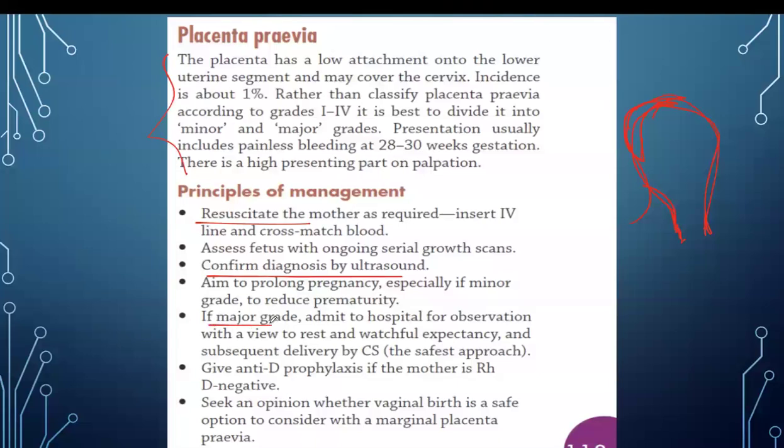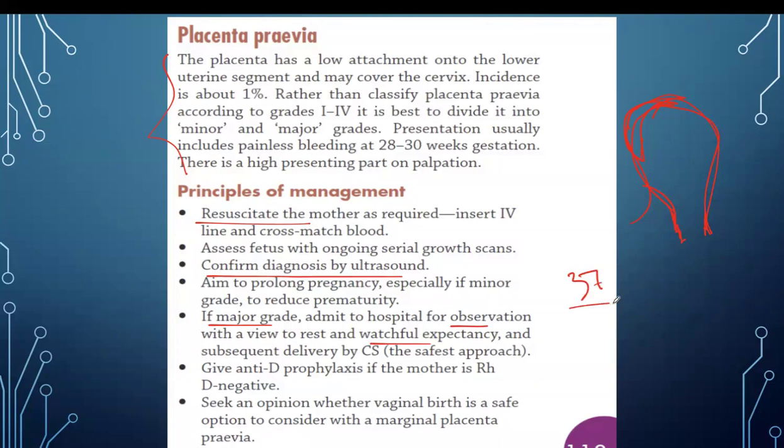If it is a major grade, admit the patient to the hospital for observation. Keep an eye on the patient to see if the bleeding is getting really bad, and check the baby's status, whether the baby is getting any fetal distress or not. And for major grade, usually, if the patient continues to bleed, then ideally you will need to go for cesarean section. But if the mother and baby are stable, then you can keep an eye on them and continue the pregnancy until term. So up to 37 weeks, and then do a cesarean section.